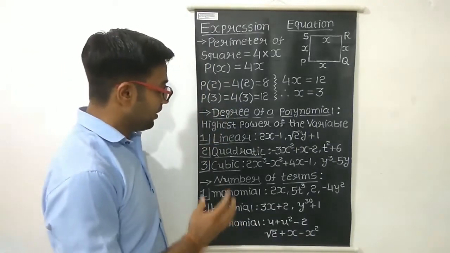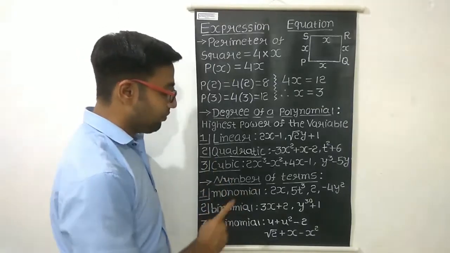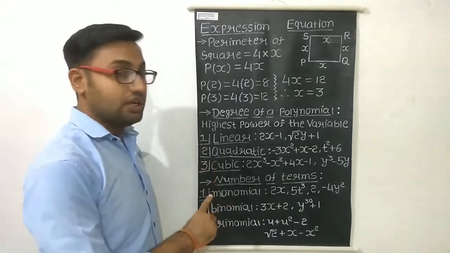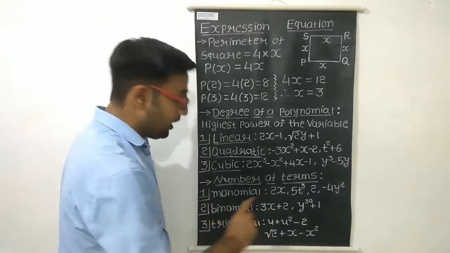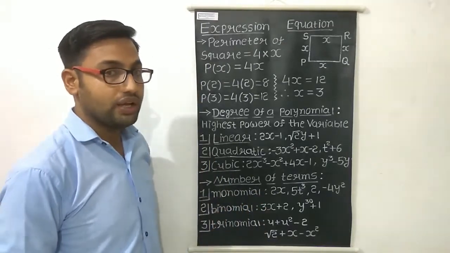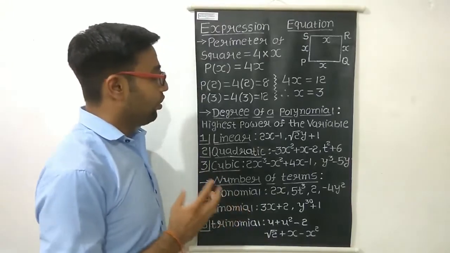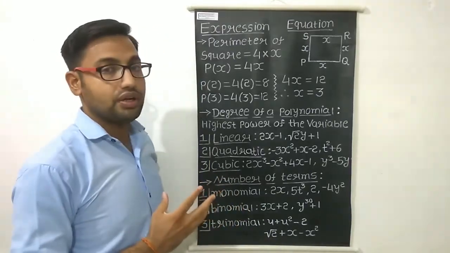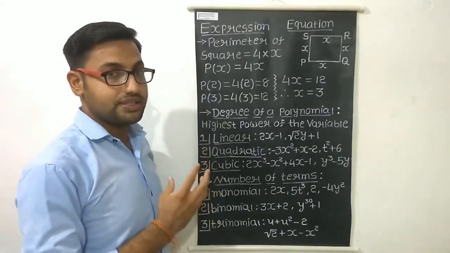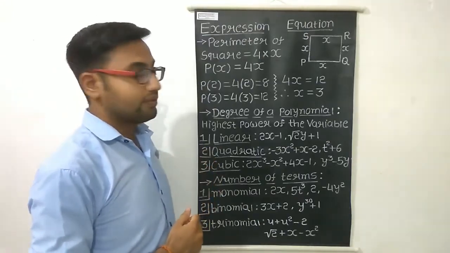So in this way, we can also classify the polynomials based on the number of terms into 3 parts: monomial, binomial and trinomial. Okay? So this is all about the introduction of this chapter on polynomials, right? Okay. Thank you.